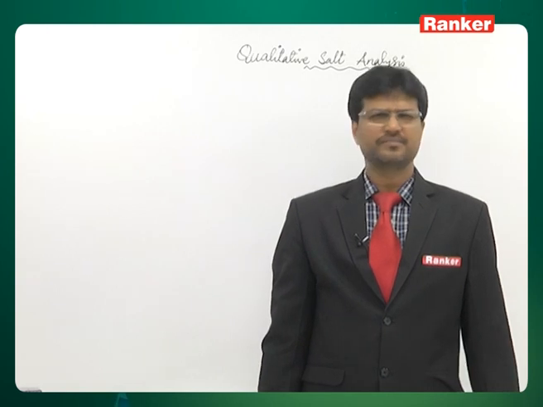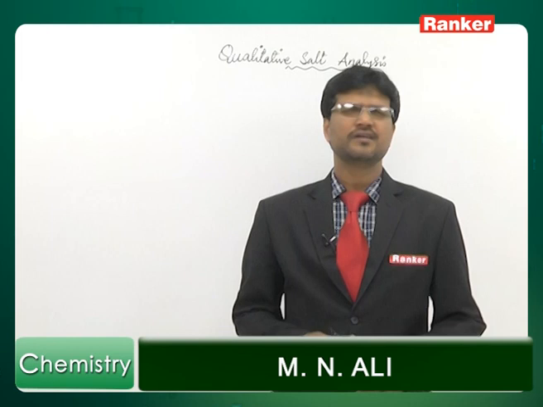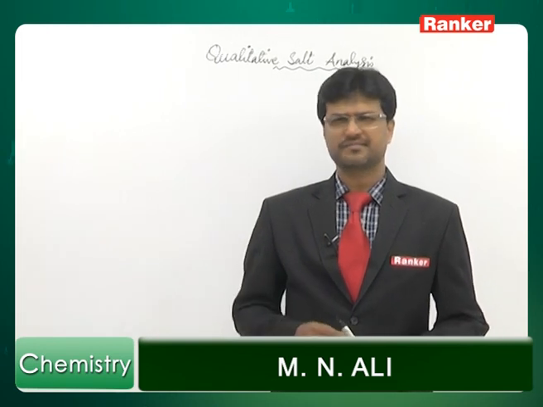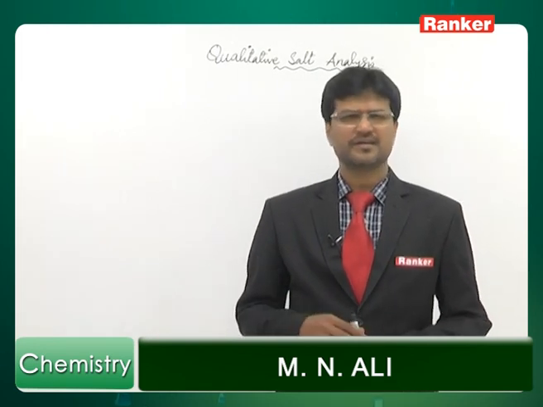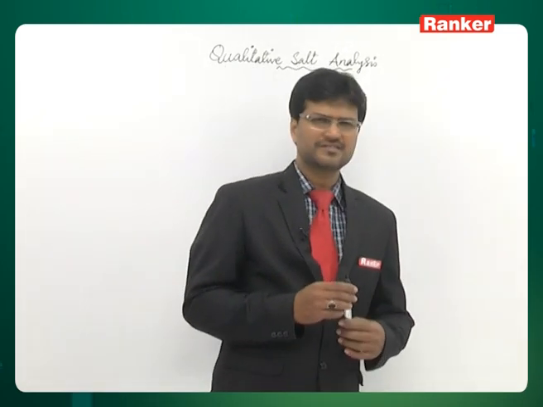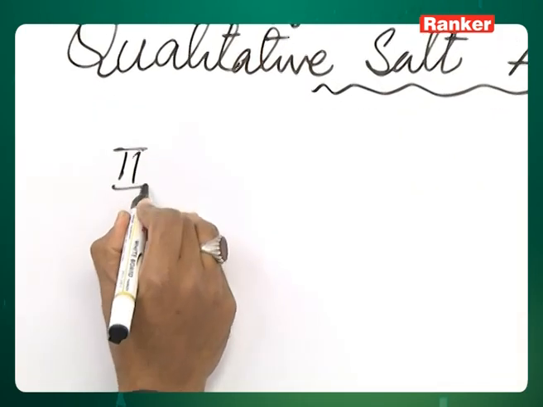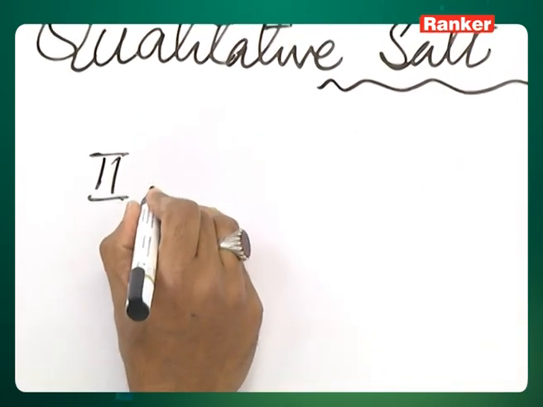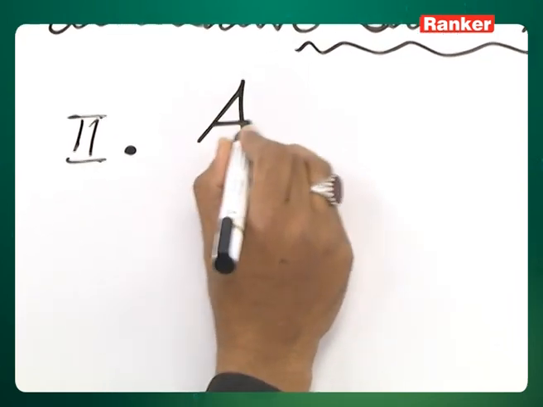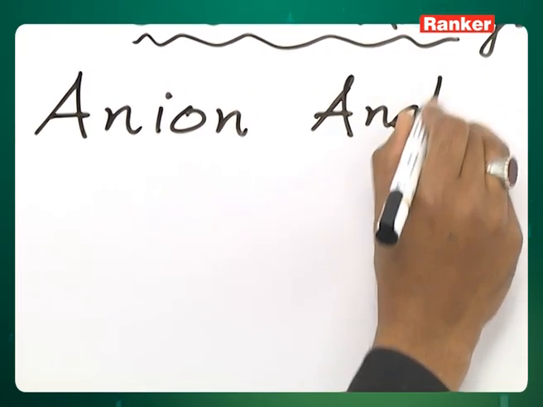So far we have completed preliminary test. Under preliminary test we have seen action of heat, solubility, borax bead test, microcosmic bead test, flame test. So now we are going to talk about analysis of anion. The second part of the experiment, qualitative analysis, is anion analysis.